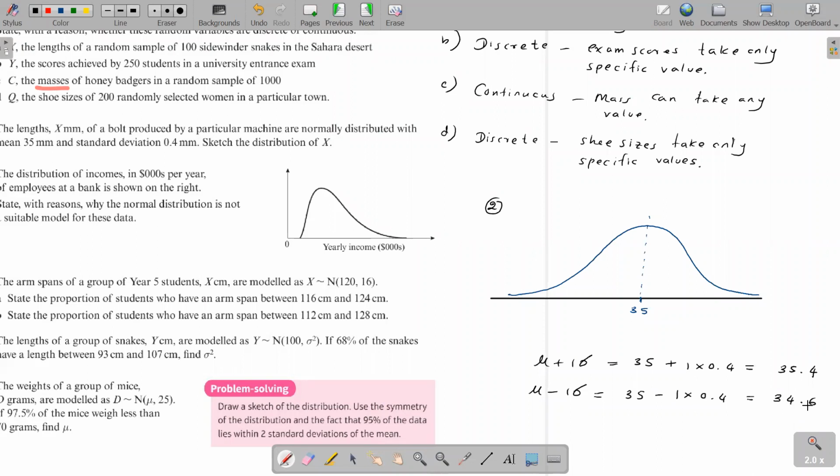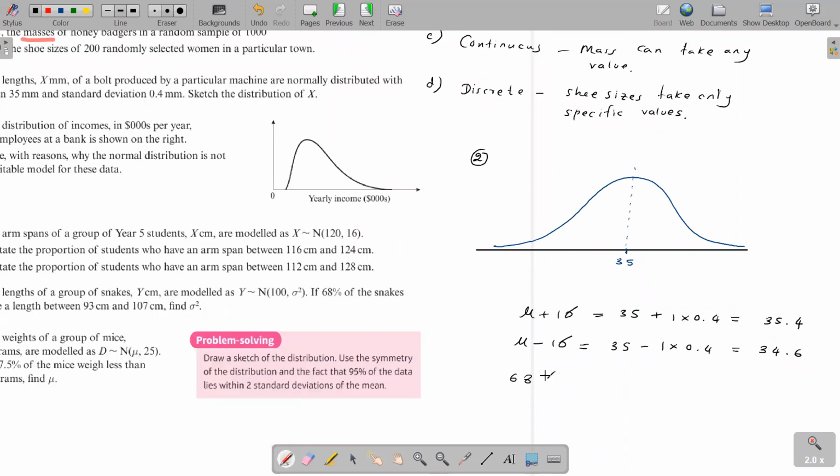We can say that within one standard deviation you have 68%, right? So you can say 68% of the data lies within 34.6 millimeters. This is in millimeters, right? We are getting the length 34.6 millimeters to 35.4 millimeters. So these are some extra things that we are calculating here.